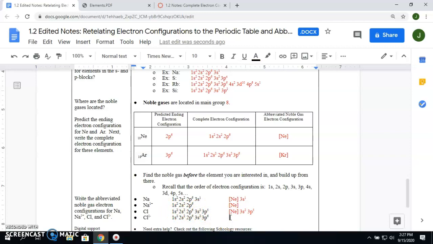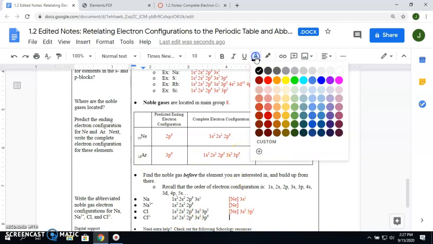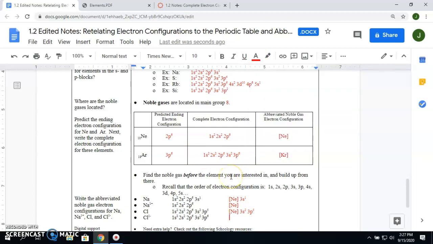All right, see if you can do some substitution for chloride ion, which ends in 3p6. Okay, chloride ion should be really easy because look, it ends in 3p6. It's got 18 electrons. Argon also has 18 electrons, and it also ends in 3p6. So the abbreviated noble gas electron configuration for this is just bracket argon. And that's how simple it is.